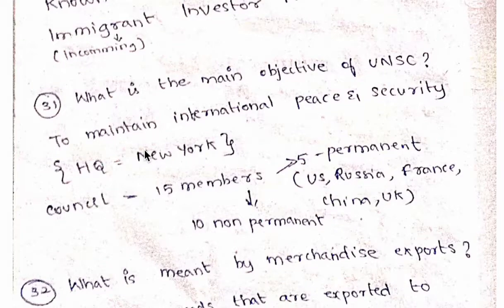31st question, what is the main objective of United Nations Security Council, UNSC? So its main objective is to maintain international peace and security, and its headquarters is located in New York. So the council consists of 15 members. In that, 5 members are permanent. Those 5 members are US, Russia, France, China and United Kingdom, and 10 non-permanent members.